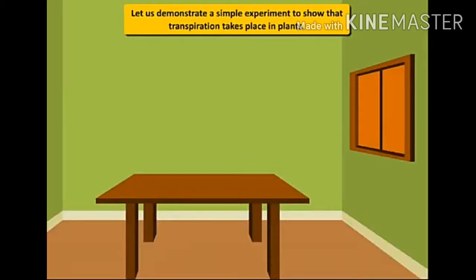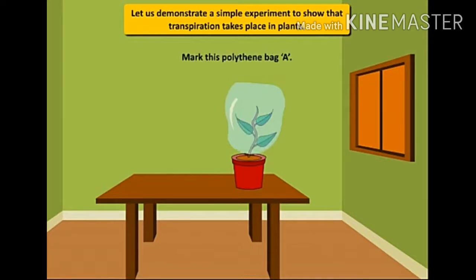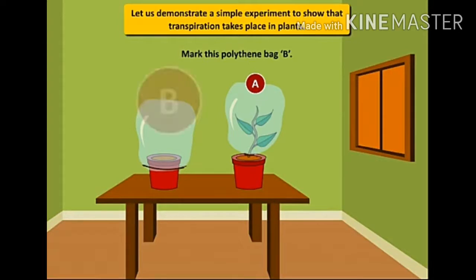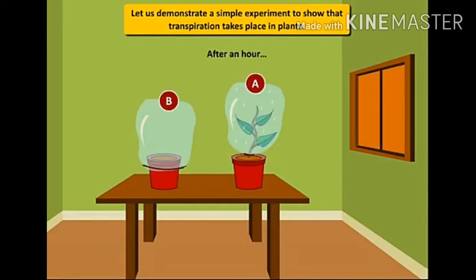Now let us see a simple experiment to show that transpiration takes place in plants. Take a medium-sized potted plant, cover it with a polythene bag and tie its mouth at the base of the stem with thread. Mark this polythene bag A. Next to the potted plant, place an empty polythene bag. You can even place a simple stem without any leaves and mark this polythene bag as B. Expose this setup to the sunlight for an hour or two. Then you can see the result for yourself.